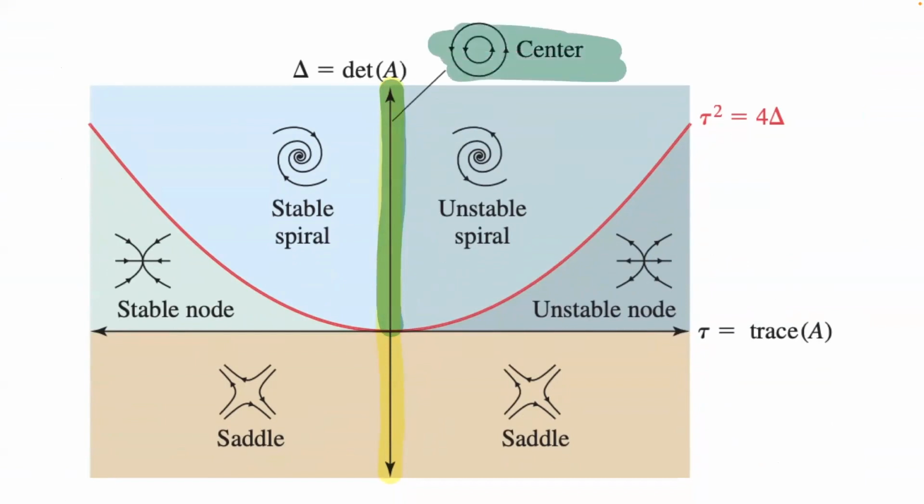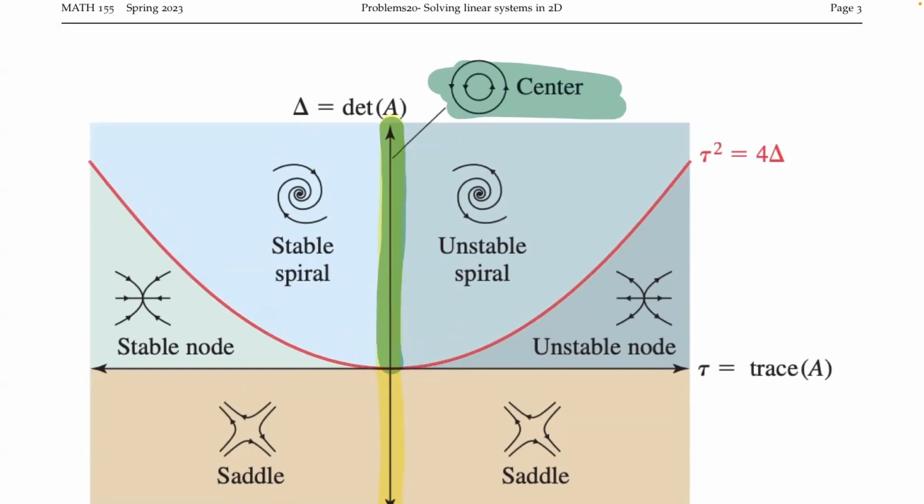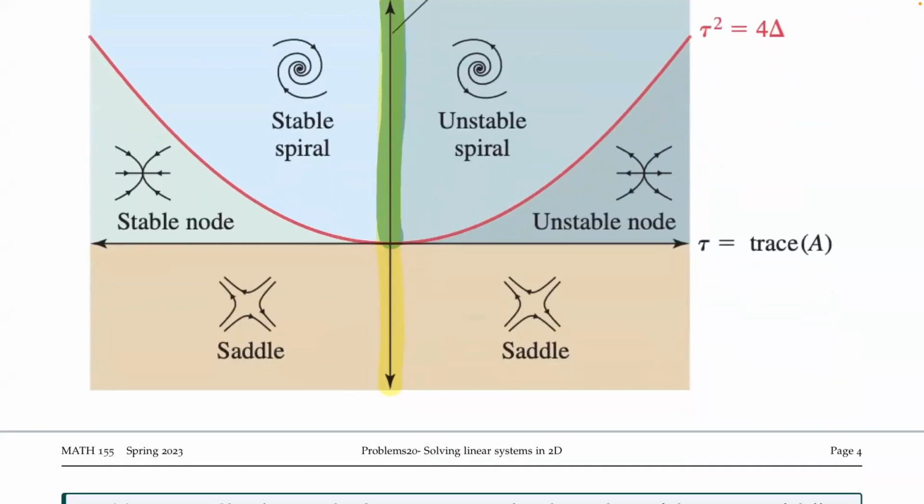In this case, we have a center. So centers are just where we're on the borderline between a stable and an unstable spiral. So you're neither spiraling in or spiraling out, which can only mean that you're just going around in an ellipse. Okay, they're drawn as circles here, but they don't have to be circles. They could be ellipses like this. They could be going like this. They could be something like this.